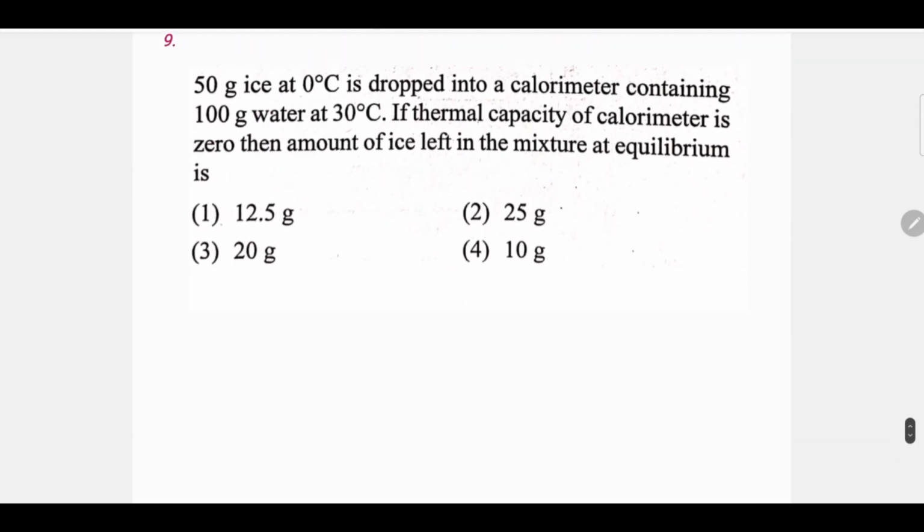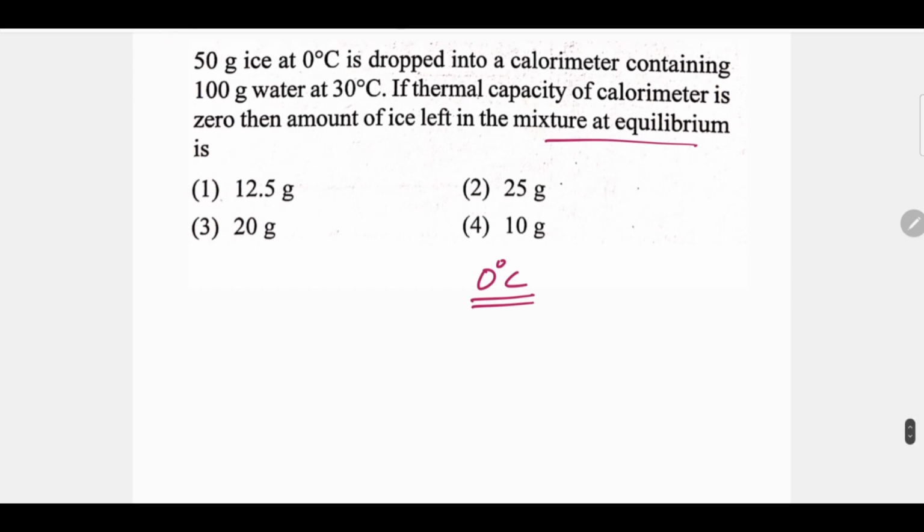Question number 9. 50 gram of ice at 0 degrees Celsius is dropped into a calorimeter containing 100 gram water at 30 degrees Celsius. If the thermal capacity of the calorimeter is 0, then the amount of ice left in the mixture at equilibrium is. So they are talking about equilibrium, mixing ice and water. So the equilibrium temperature is 0 degrees Celsius. Now in the question there is a clear-cut hint. Amount of ice left. That means totally 50 gram of ice is there. So complete ice is not melting.